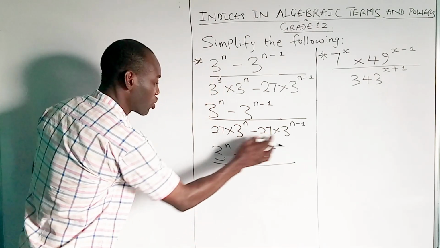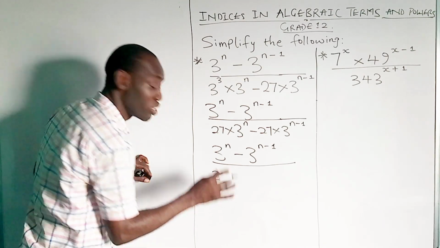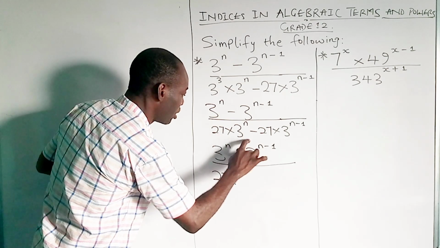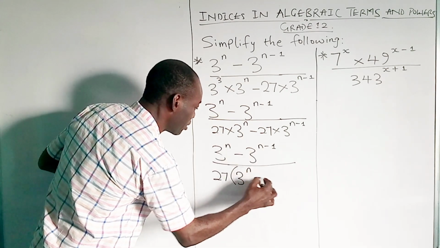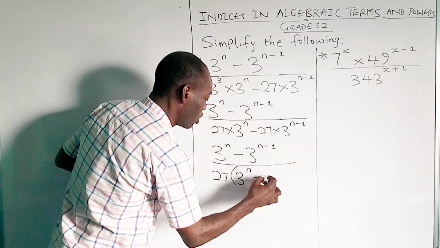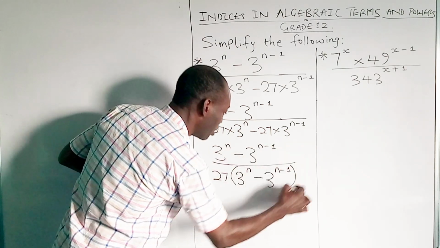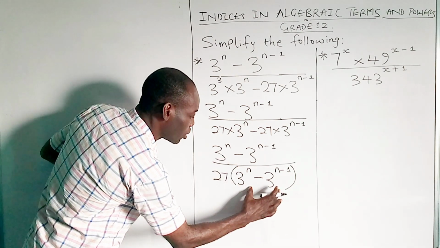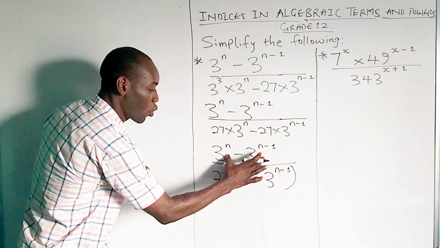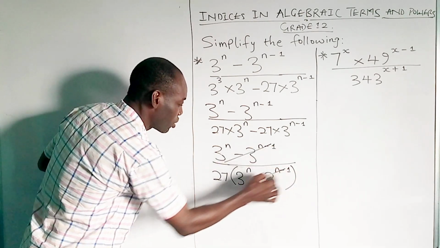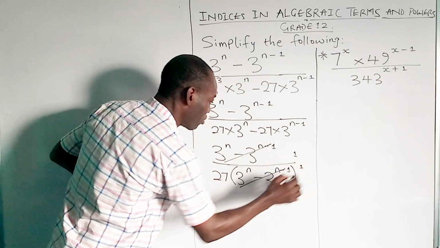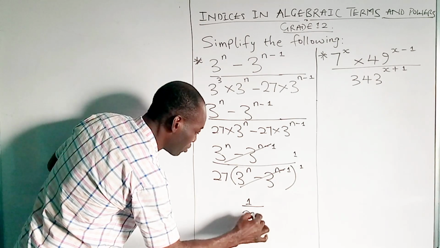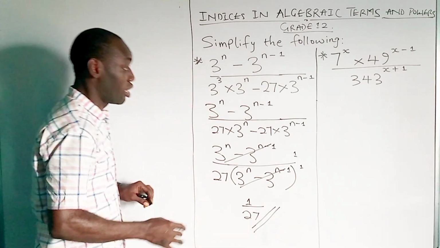So the denominator we're going to factorize. We'll bring out 27. Since 27 is a common factor, open our bracket. 27 divided into this expression, we have 3 to the power n remaining. 27 divided into this expression, we have 3 to the power n minus 1 remaining. Now, if you observe closely, you agree with me that the expression we have in the bracket is the same as what we have at the numerator. So both of them will cancel out, and give us 1 when they divide themselves. So we have 1 all ratio 27 as the answer to this problem.